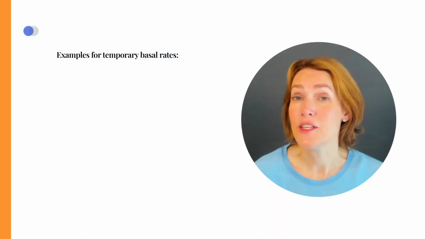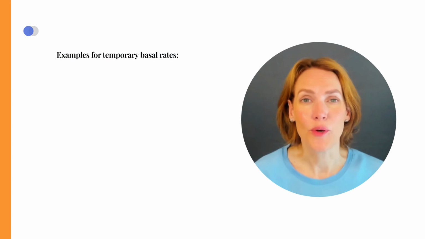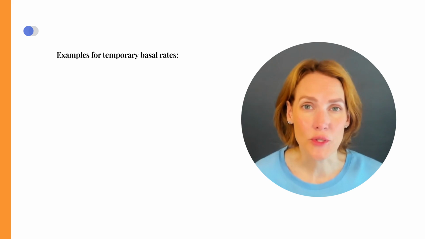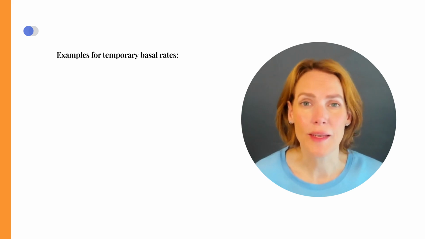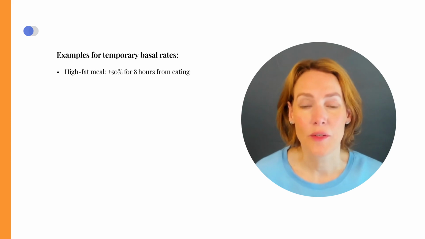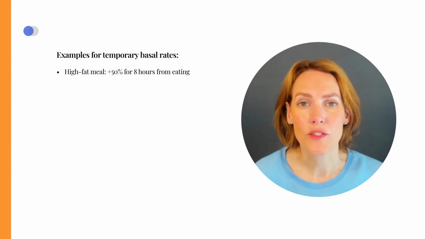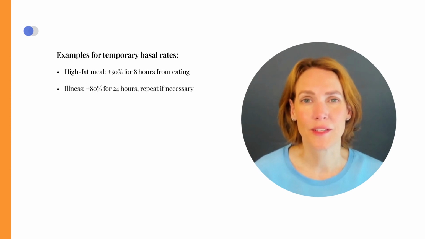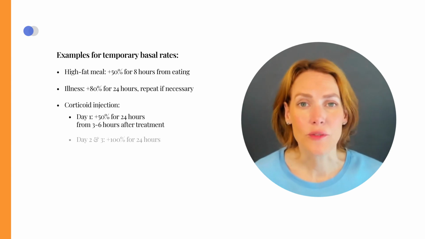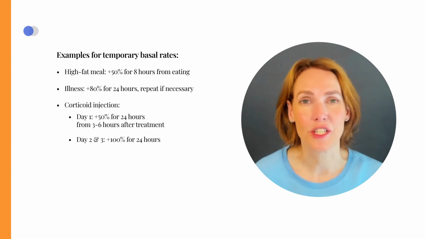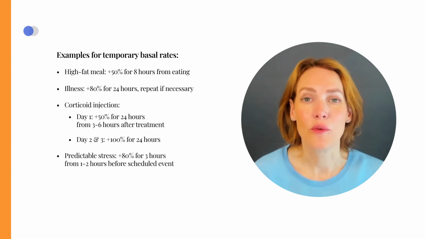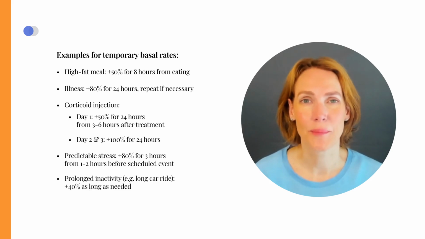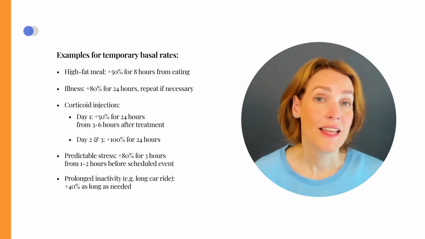There are also several strategies for adjusting your insulin needs with temporary basal rates. They should be evaluated individually. In some cases, you could consider a temporary higher basal rate. For instance, a 50% higher basal rate for 8 hours after eating a high-fat meal, an 80% higher basal rate for when you're ill, a 50% higher basal rate 3 to 6 hours after receiving a corticosteroid injection, an 80% higher basal rate from 1 to 2 hours before a scheduled stressful event, a 40% higher basal rate during prolonged inactivity, like a long car ride.